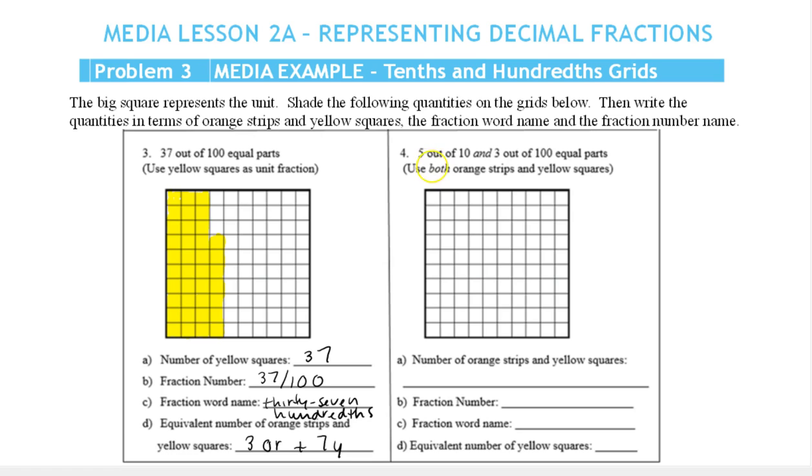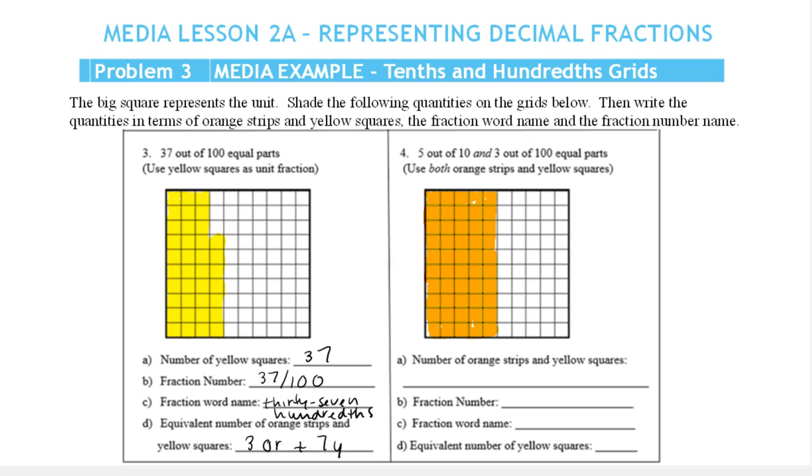Last one, we have 5 out of 10 and 3 out of 100 equal parts. Use both orange strips and yellow squares. So when I think of out of 10, that's when we use an orange strip because an orange strip is 1/10. So this would be 1/10 of the whole. Again, 2, 3, 4, 5. So you want to shade in the first 5 columns with orange, and this would be 5 orange strips, or 5 out of 10.